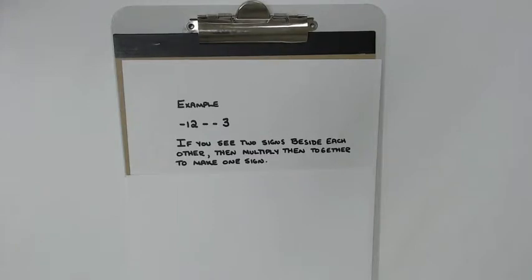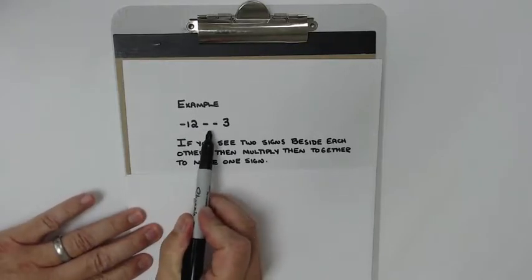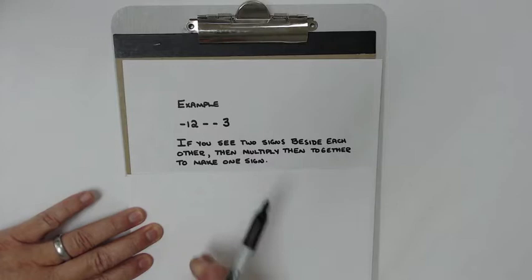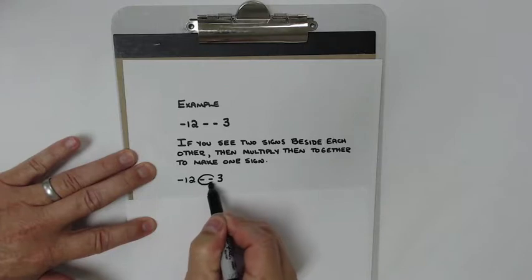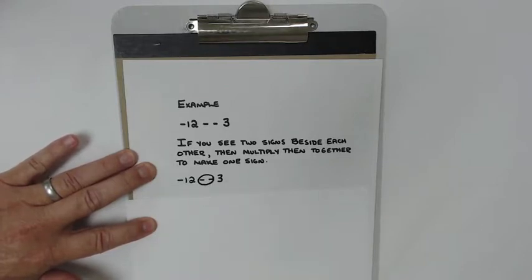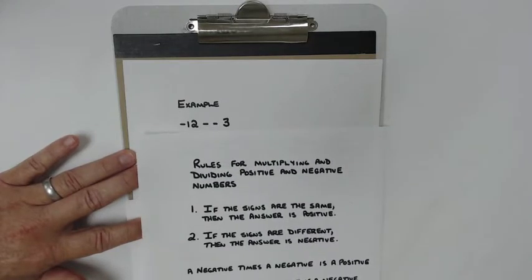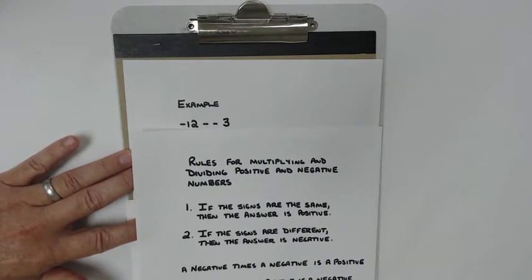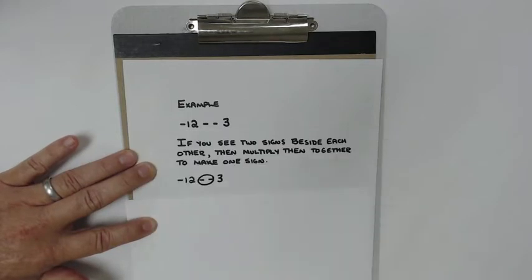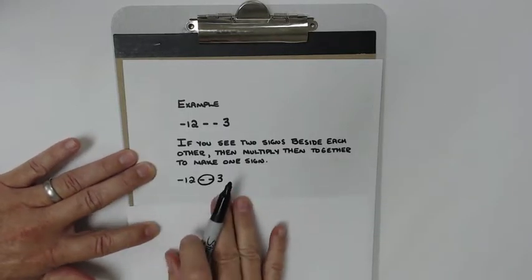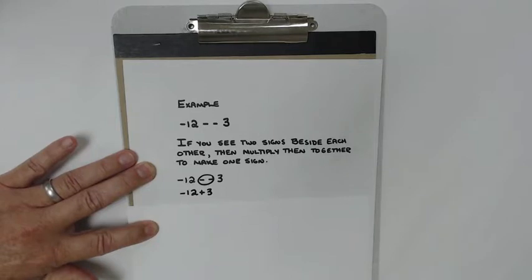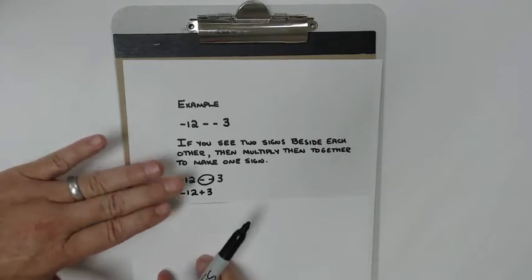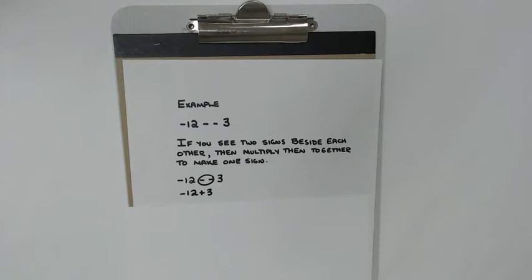Here's a situation where I've got negative 12 minus a negative 3. What I'm going to do is multiply these two signs together right here and make it one sign. My rule says if the signs are the same and I multiply them together, my answer is positive. So this is like saying a negative times a negative, and that's a positive. So anytime there are two signs beside each other, multiply it together and make it one sign. It's going to simplify the problem. It's going to make it easier to deal with later on.